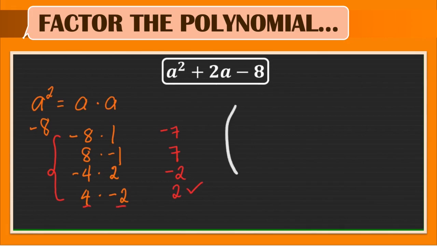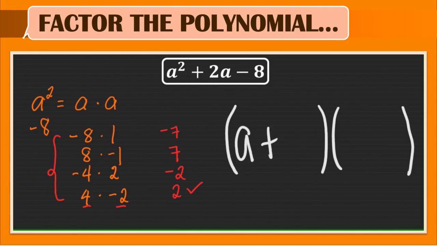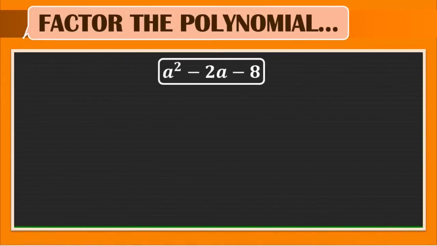So the factored form is the quantity of A plus 4 times the quantity of A minus 2. That's it. Next, let's have A squared minus 2A minus 8. Again, let's factor the leading term A squared, and that is A times A. Next, let's factor the negative 8.